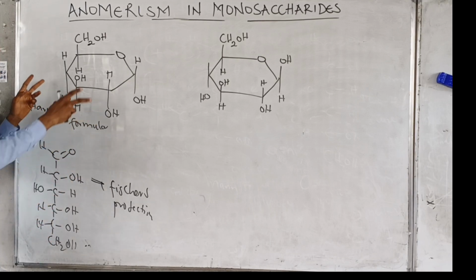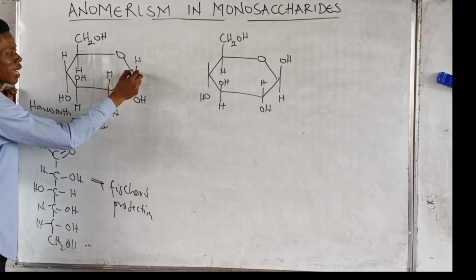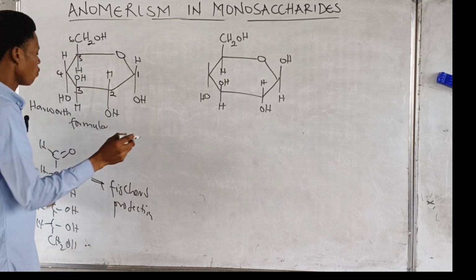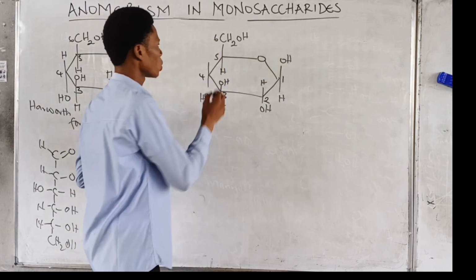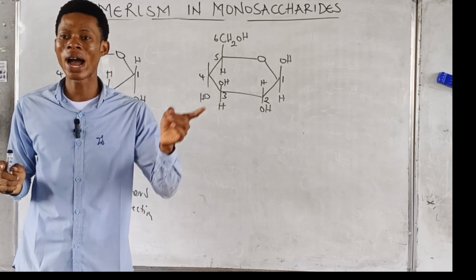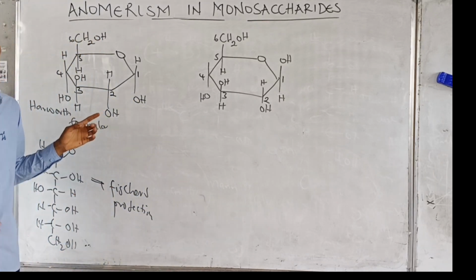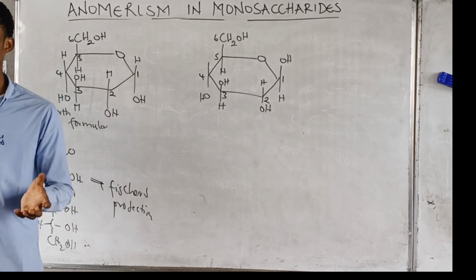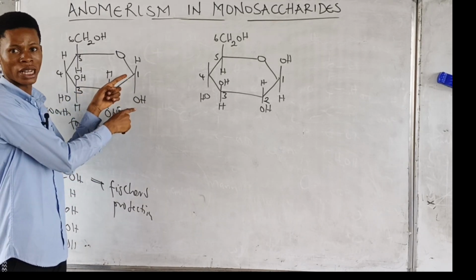Now, in the Haworth formula, if you look at this, this is glucose and this is still glucose. If I'm numbering this, my numbering starts from here. This is carbon 1, carbon 2, 3, 4, 5, and 6. If I'm numbering this, the same thing: 1, 2, 3, 4, 5, and 6. Now, anomeric carbon is carbon what? Carbon 1. So when you hear anomeric carbon, it is just carbon 1. Now, if the difference in the structure is seen only in carbon 1, we say they are what? Anomers.